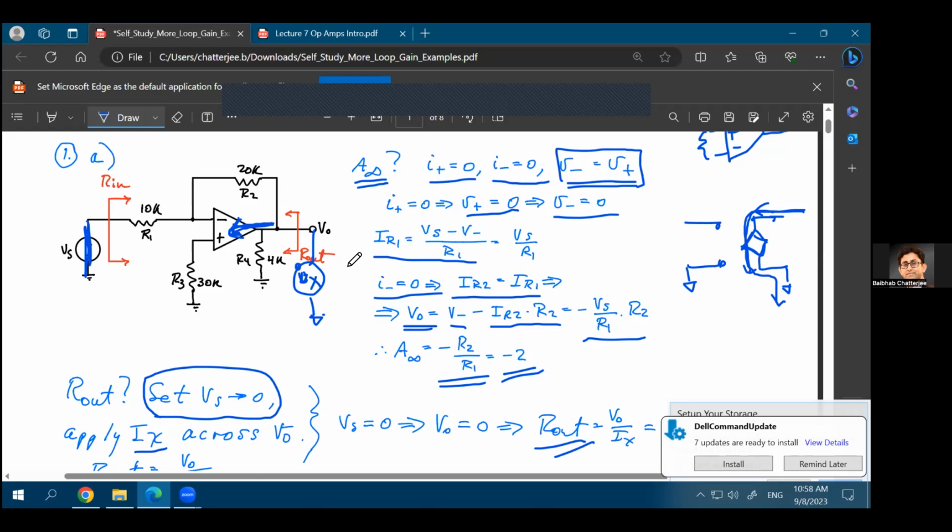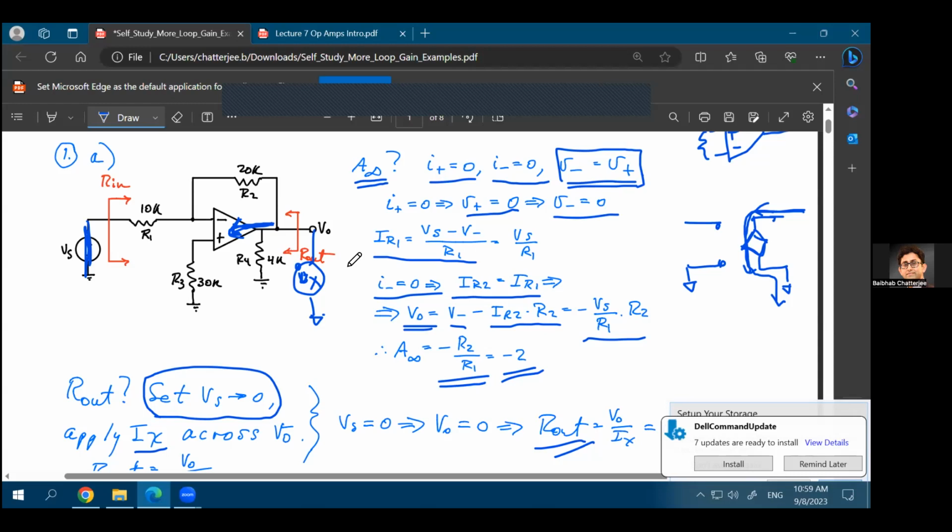I would try to think of this scenario where Rout is not equal to 0. Then you'll only see Rout. So what we'll effectively see is Rout in parallel with this R4, which is 4 kilo, in parallel with the resistance we see in this part. So you have 20 kilo in series with 10 kilo. That's 30 kilo. That's what you see in the top part, right? Because this is ground.